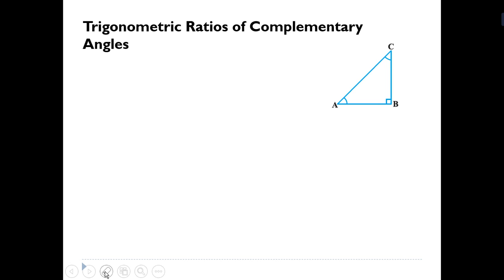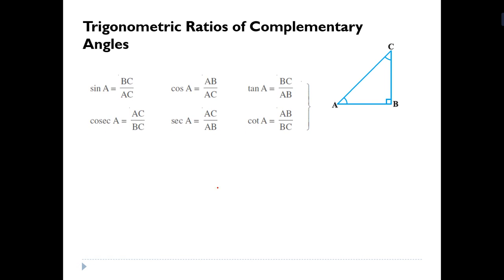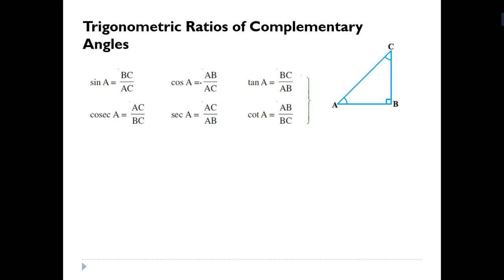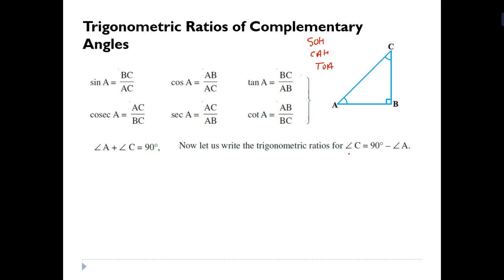Now we go into detail according to the triangle. Sine A is equal to BC upon AC, cos A is equal to AB upon AC, tan A is equal to BC upon AB, cosec A is AC upon BC. So the inverse of sine is cosec, the inverse of cos is sec, the inverse of tan is cot. Now we want to get the relation of it. So again SOH, CAH, and TOA, three things we are using. Now we know that A plus C is equal to 90. Therefore, angle C is equal to 90 minus A.